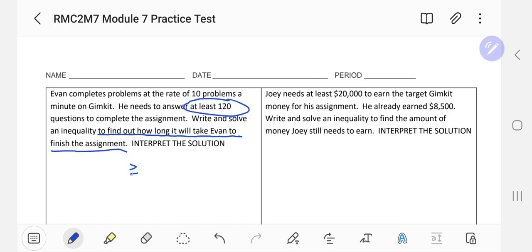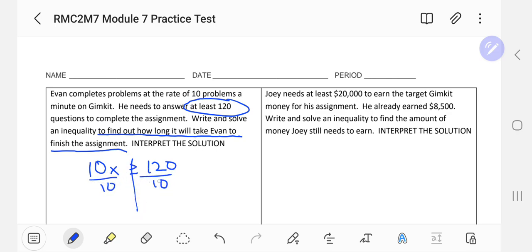Anyway, we're going to look for our inequality statement, at least. So that's greater than or equal to 120. If he gets 10 problems a minute, how long will it take? We're looking for the number of minutes it will take him to get up to 120. If he does 10 per minute, then that's 10 times the number of minutes. We can use M or X. And then it's a simple problem that we can solve with division.